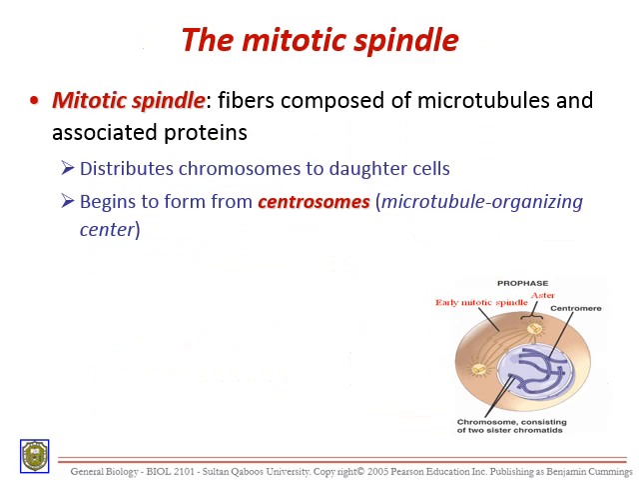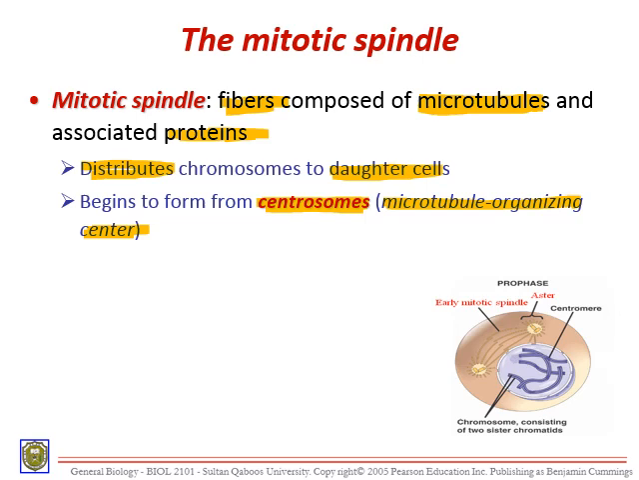Now let's have a closer look at the mitotic spindle, which is responsible for the segregation of chromosomes to daughter cells. Mitotic spindles are fibers composed of microtubules and associated proteins. What do they do? They distribute chromosomes to daughter cells. Remember the anaphase where the two sister chromatids are separated from each other and move to the opposite poles of the cell. How does the mitotic spindle form? They begin to form from centrosomes. What are centrosomes? You are already familiar with centrosomes. They are also called the microtubule organizing centers.